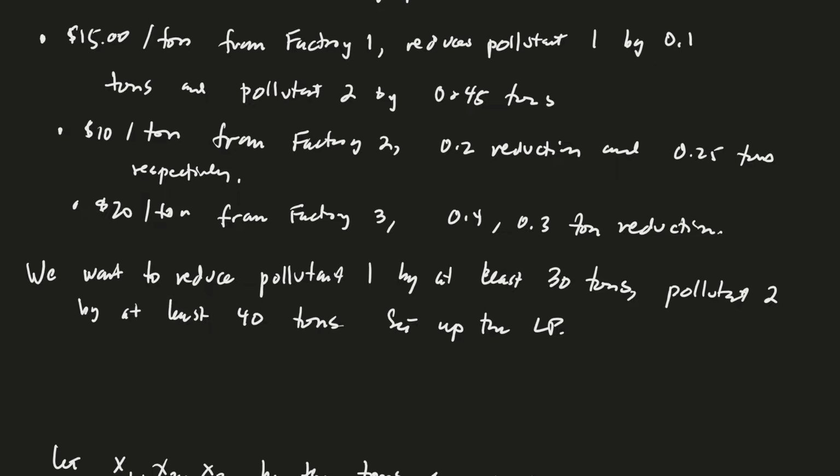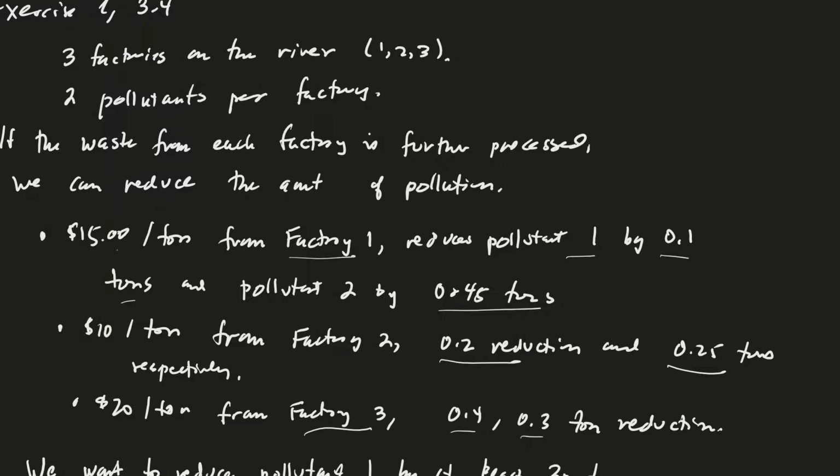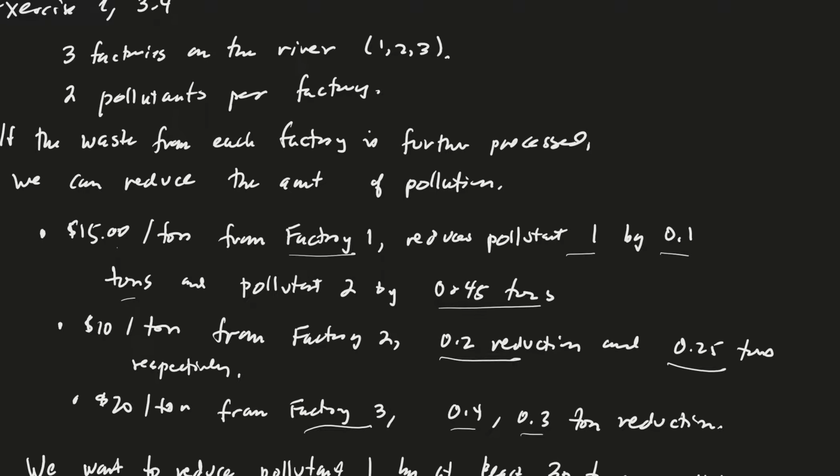So here's the 3 kinds of things we can do. So if it costs us $15 a ton working with waste from factory 1, and factory 1 reduces pollutant 1 by 0.1 tons. That's per ton of stuff that's being processed, and pollutant 2 by 0.45 tons. Okay, we can further process the pollutant from factory 2 by $10 a ton, and that reduces pollutant 1 by 0.2 and pollutant 2 by 0.25. And similarly, $20 a ton from factory 3, 0.4, 0.3 tons are the reduction for that. We want to reduce pollutant 1 by at least 30 tons and pollutant 2 by at least 40 tons. Set up the LP. So again, what you might do is pause here and see if you can come up with a reasonable linear program to do this, and then come back and check to see if your answer matches mine.